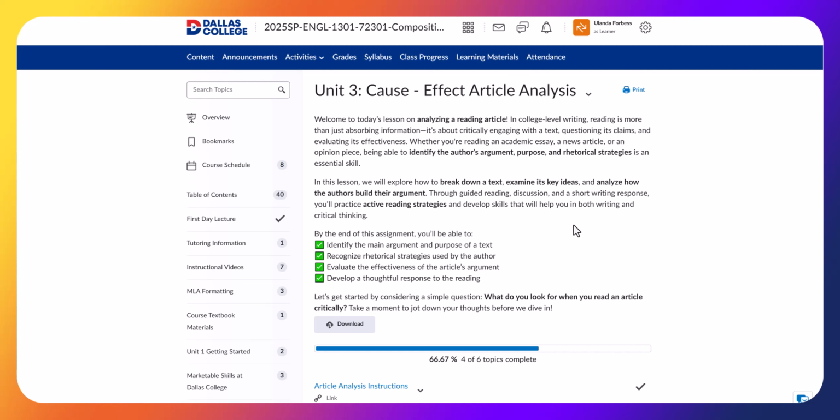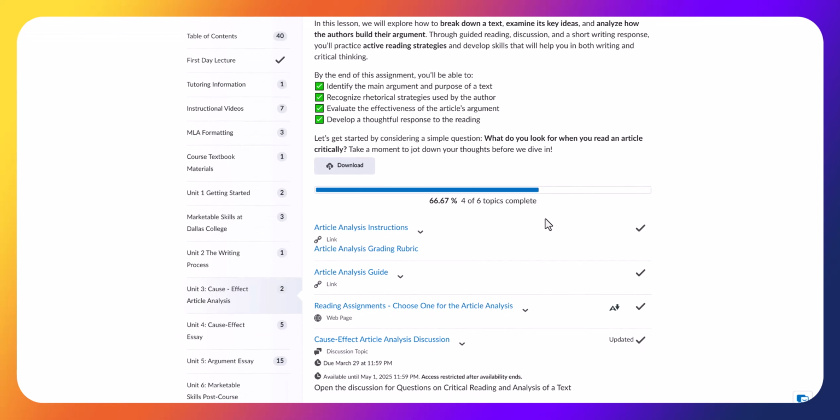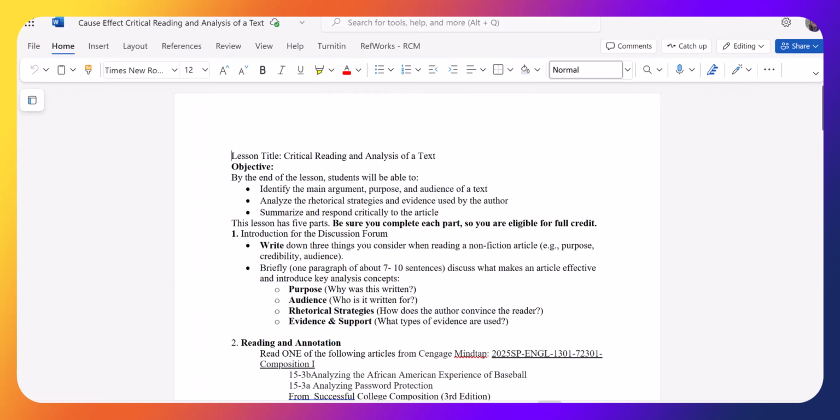So let's get started. The first thing I always tell students whenever they're starting an assignment is to read the instructions and make sure that you know exactly what's being asked of you. So click on the link that says Article Analysis Instructions. This will open a Word document for you where I've provided you with the detailed instructions for this assignment. This lesson has 5 parts, so you want to make sure that you complete each part so you're eligible for full credit.